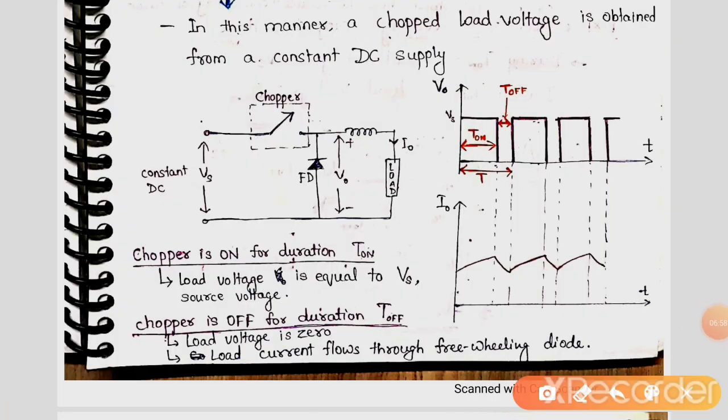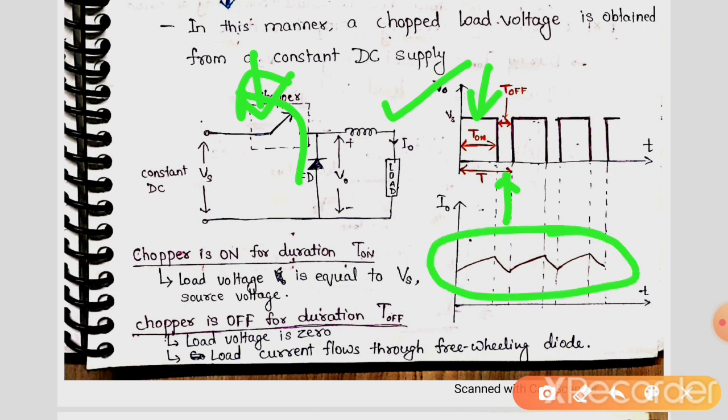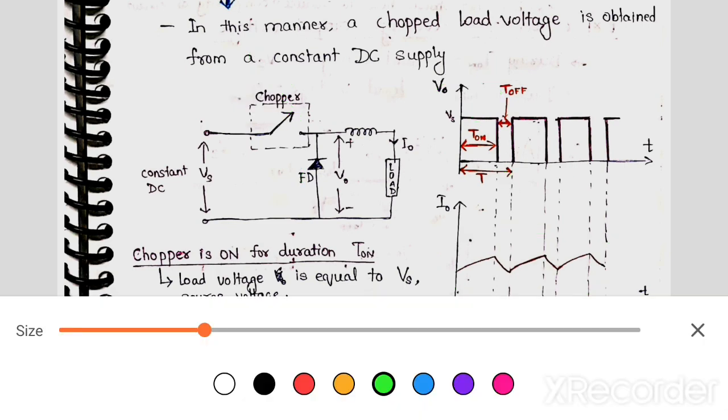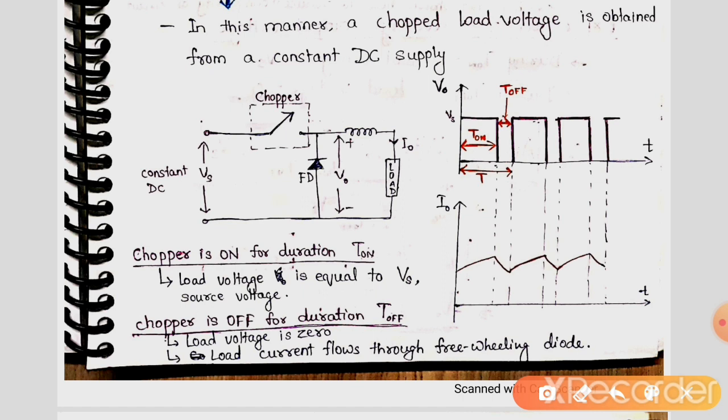So this is the output voltage waveform of step down chopper. For a certain duration of time, the switch is on. When this switch is on, then we are getting output DC voltage, and when this switch is off, then we are not getting any output DC voltage here. So in this manner we are getting chopped load voltage, and the current is assumed to be continuous here because a freewheeling diode is connected in the circuit, which carries the load current even when the chopper is open.